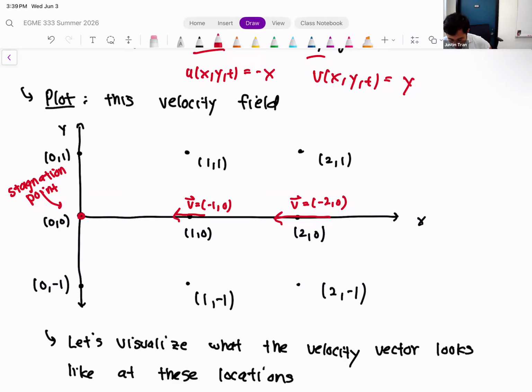All right. So now let's get off the x-axis here. So let's look at the point 1, 1. So 1, 1. That means our x coordinate is 1, our y coordinate is 1. That means our velocity vector here is going to be -1, 1. So that means we're going to have a vector that's pointing to the left, because our x component is -1, and we're going to be pointing upwards because our y component is 1. So our velocity vector at this location is going to be an arrow that goes upwards just like that.